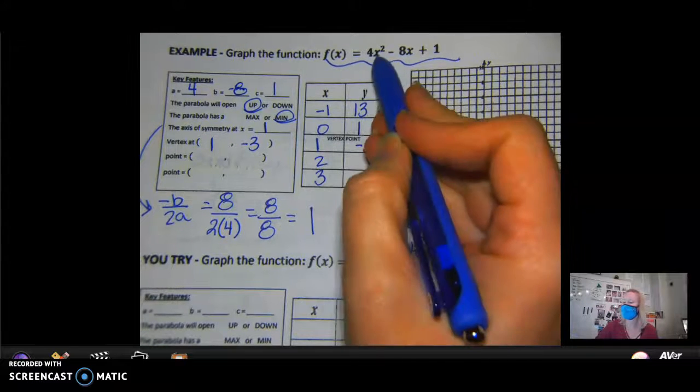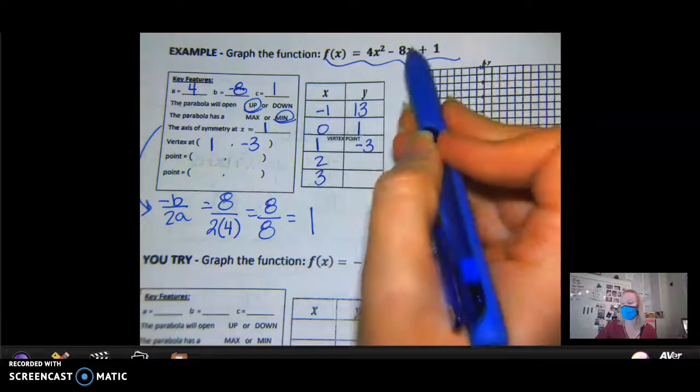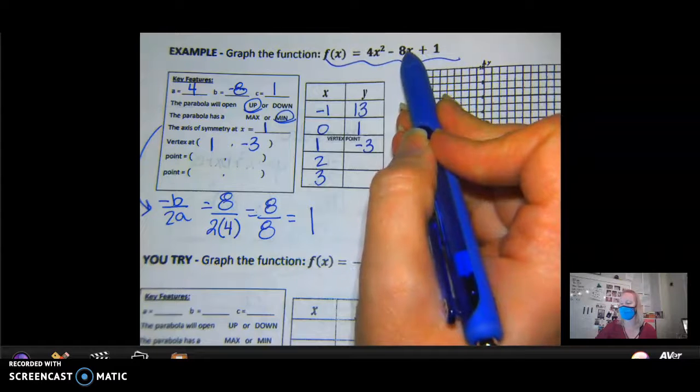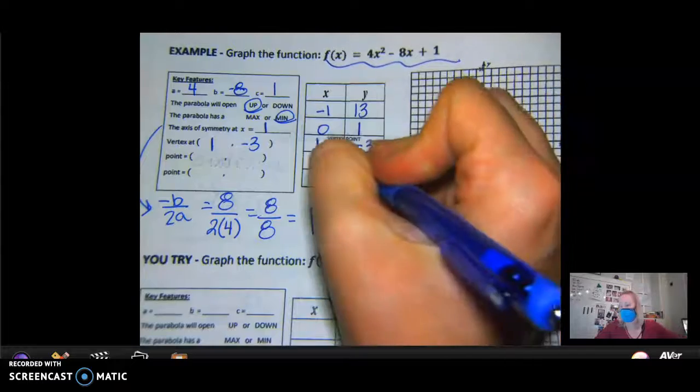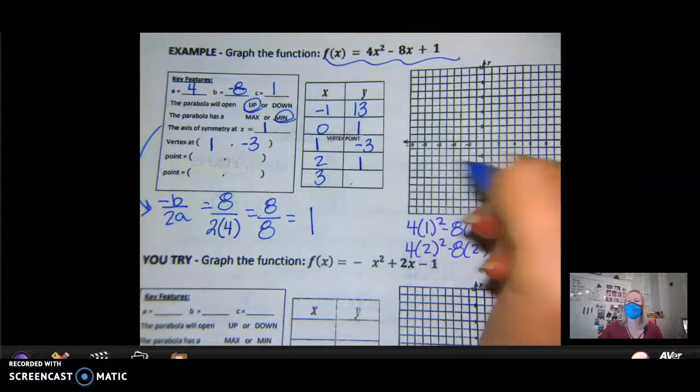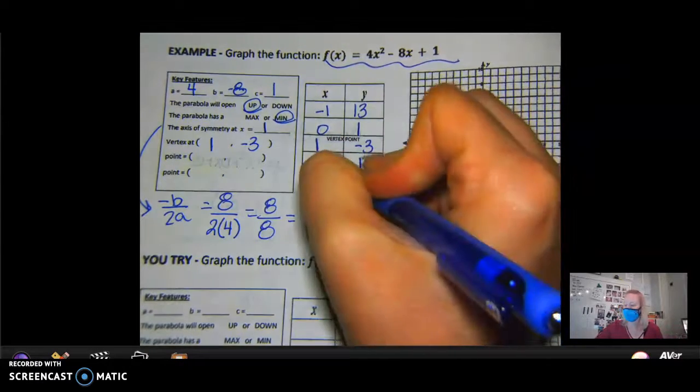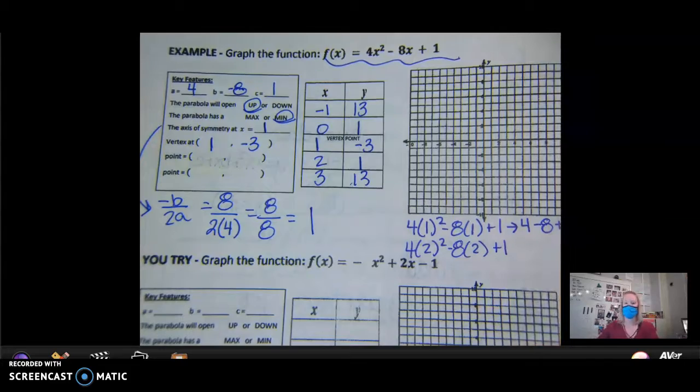Okay, if I plug in 2, I do 2 squared, which is 4. 4 times 4 is 16. 8 times 2 is 16. So I have 16 minus 16 plus 1, which will give me how much? Yep. When you plug in 3, what do I get? 13. So we should see where it's kind of looping back around.